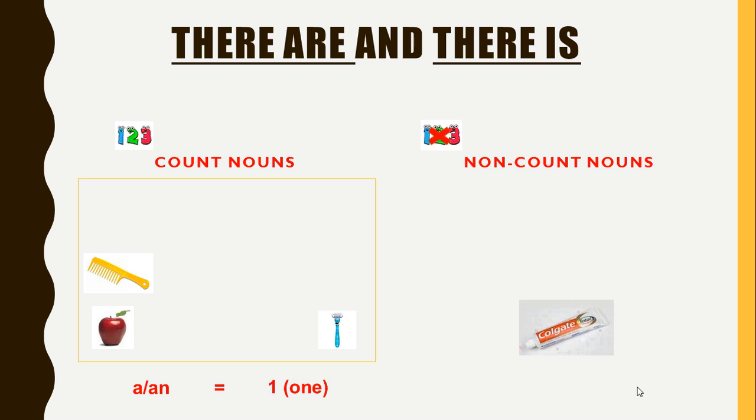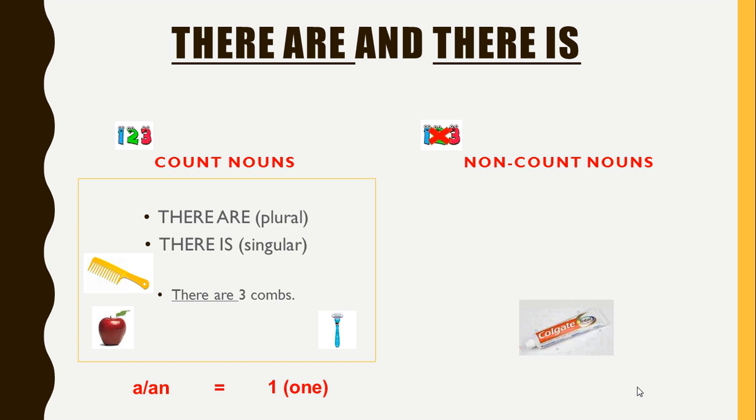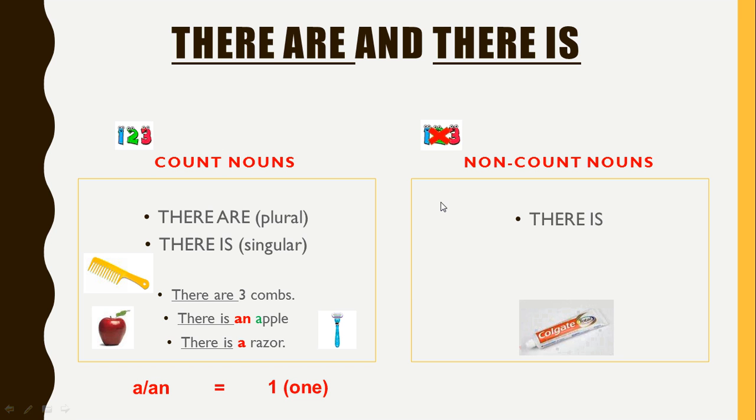Good. So, we have there is and there are. We use there is and there are for singular and plural. For count nouns, we use both. There are 3 combs. There is an apple. There is a razor. A and an mean 1. There is an apple means there is 1 apple. There is a razor means there is 1 razor. But with non-count nouns, we only use there is, singular. There is toothpaste in the tube.